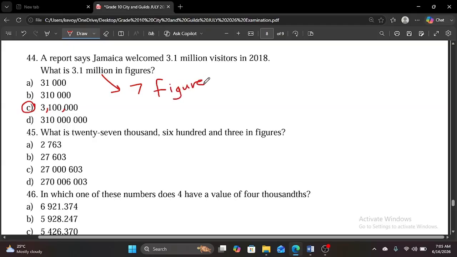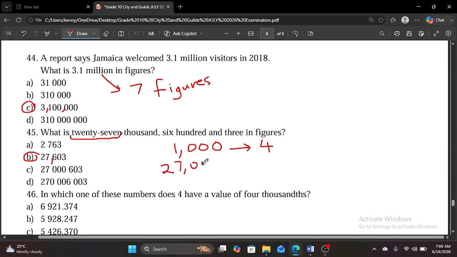All right, so move into question 25. What is 27,603 in figures? So 27,000 is going to be right here. 1,000 looks like this right here. So this is 1, 2, 3, 4 figures. 4 figures are normally in 1,000, but it didn't ask us for just 1,000. It asked us for 27,000. So 27,000 would be right here.